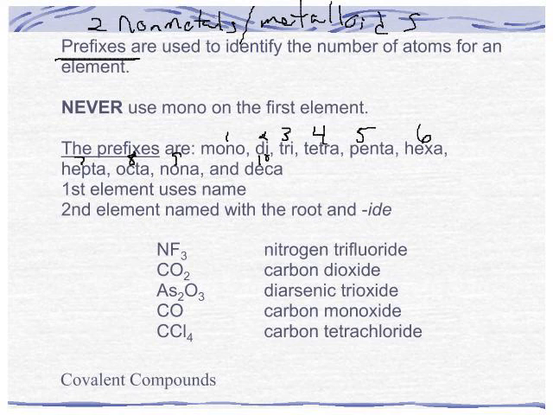The second one, just like with ionic compounds, uses the root plus the "ide." So we have nitrogen trifluoride, because there's 3 fluorines, so we use tri. Notice we never, ever, ever use mono on the first element. Then you have your carbon dioxide, diarsenic trioxide. You do use prefixes when there's more than 1 on the first. Carbon monoxide, and then carbon tetrachloride, to represent how many of those atoms for those elements you have.